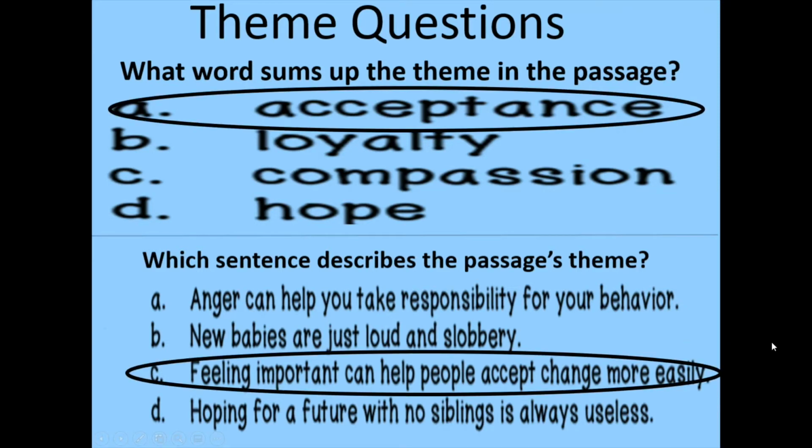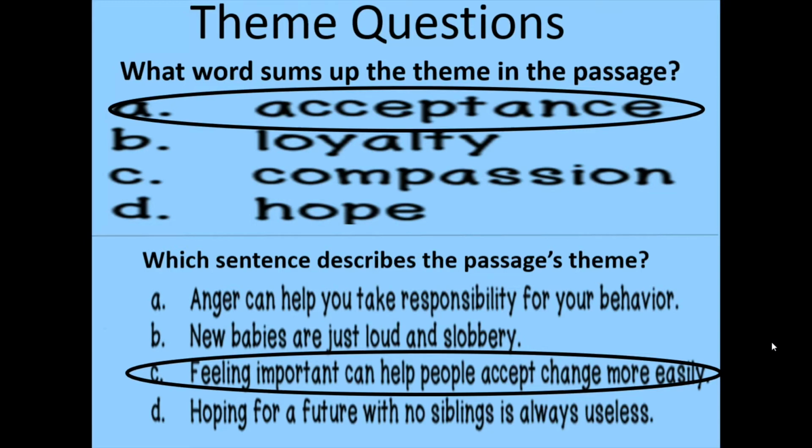Okay, there you have it. The word that sums up the theme in that passage is acceptance. So, Ms. Smith, why do you feel like that A was the best answer choice? I feel like A was the best answer choice because at the beginning of the passage, Kim was having no parts of that new baby. But then once her mom told her how she would be a good role model for the new baby, she started to accept the fact that she was going to have a little sibling.